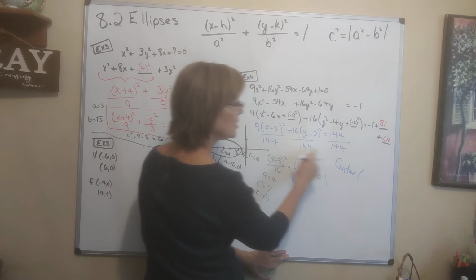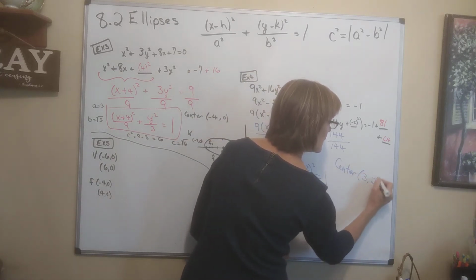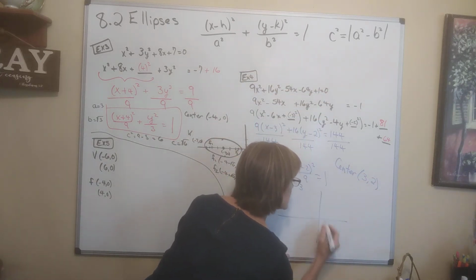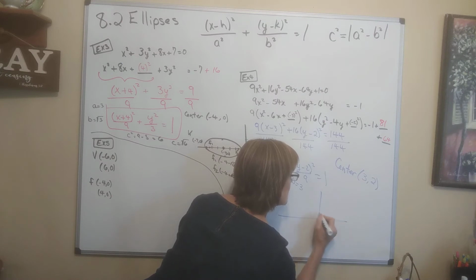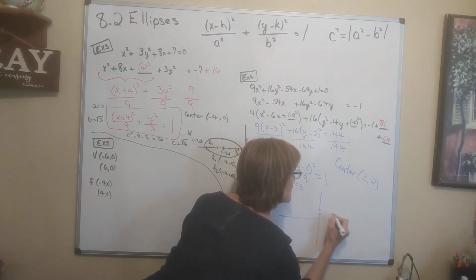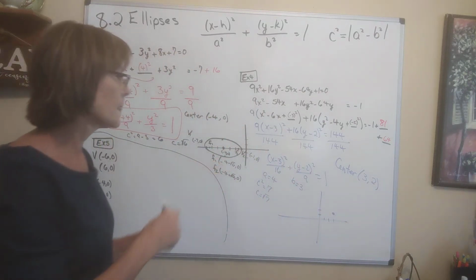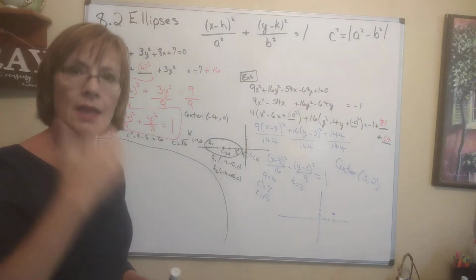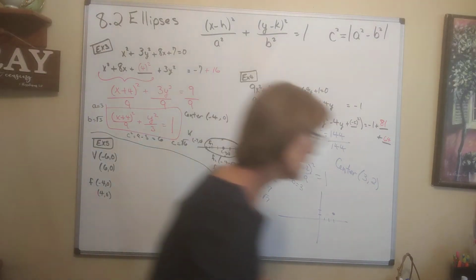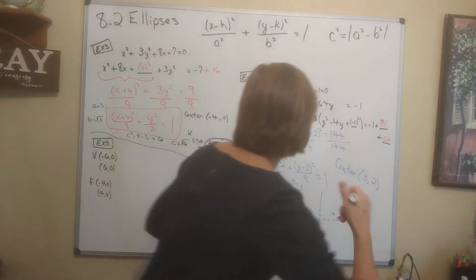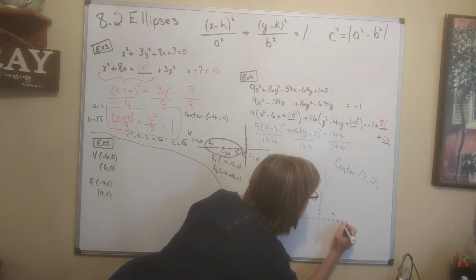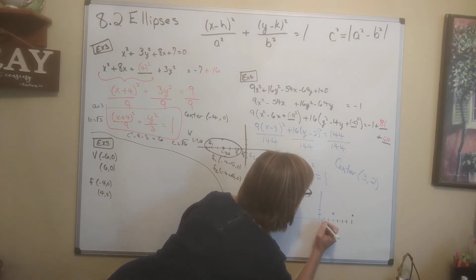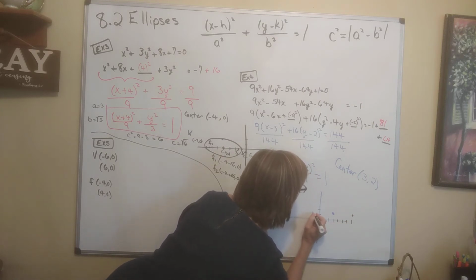is at (3, 2). Everything moves off of the center. So here's 1, 2, 3, 1, 2. There's my center. Now, I'm going to go right 4, left 4, because A is 4, and that's the horizontal movement. If I go right 4, 1, 2, 3, 4, I'm right here. If I go left 4, 1, 2, 3, 4, I'm right here.